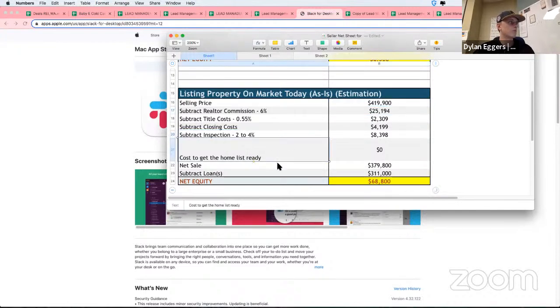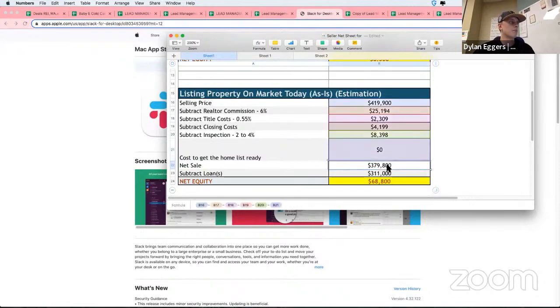Now, cost to get home list ready: they're already listed, so this number for me is usually always 0. But you can see that brings their net sale all the way from 420 basically to 379.8.